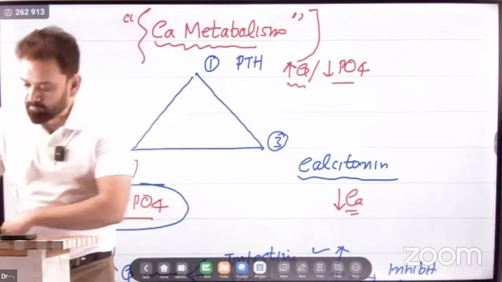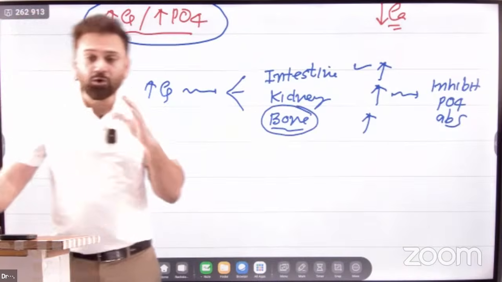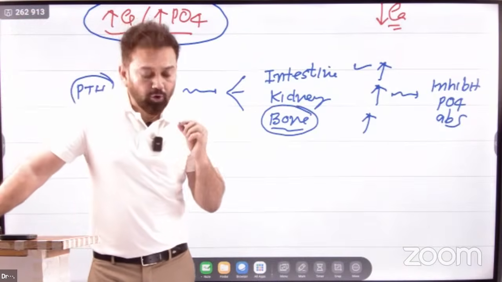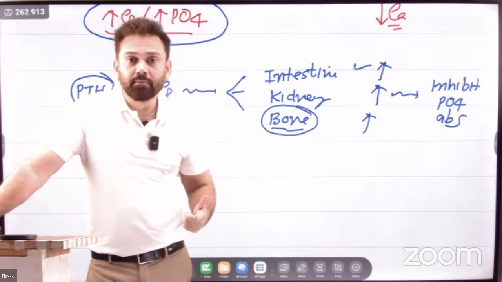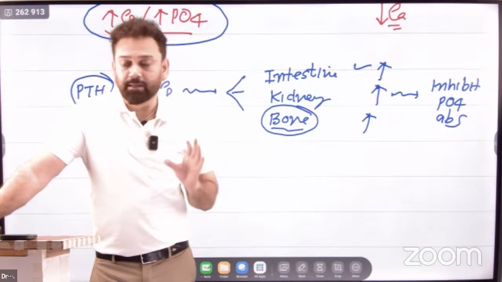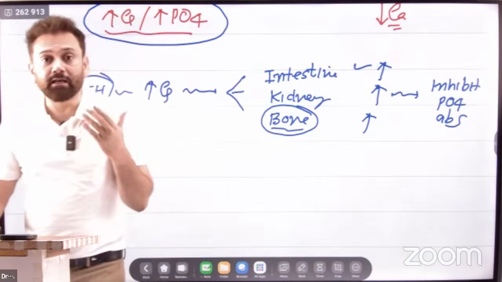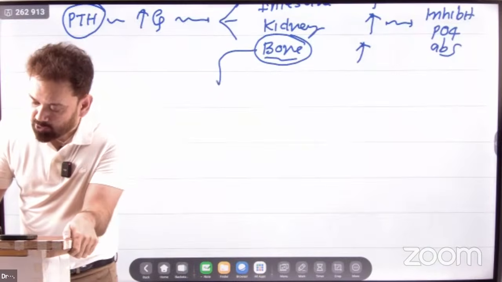One more point. Bone. I have told you, parathormone causes bone lysis, increasing the level of calcium. Now, this is a very, very important clinical concept. For the exam, they will ask you the clinical basis of this hormone. Now, please try to understand how it works on bone.